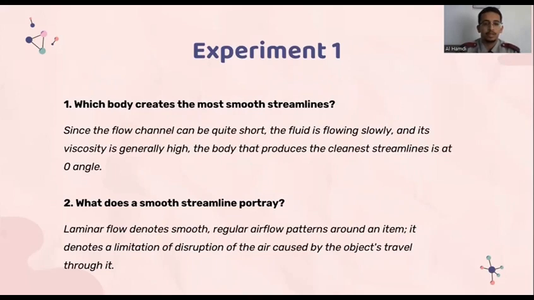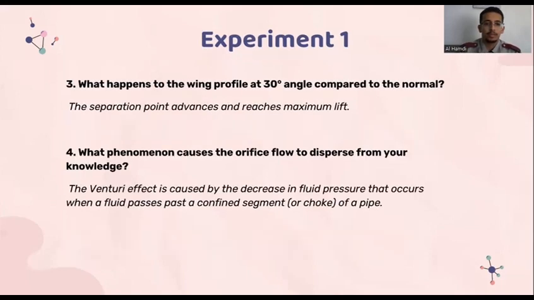Secondly, what does a smooth streamline portray? Laminar flow denotes smooth, regular airflow pattern around an item. It denotes a limitation of the disruption of the air caused by the object's travel through it. Thirdly, what happens to the wing profile at 30-degree angle compared to the normal? The separation point advances and reaches maximum limit.